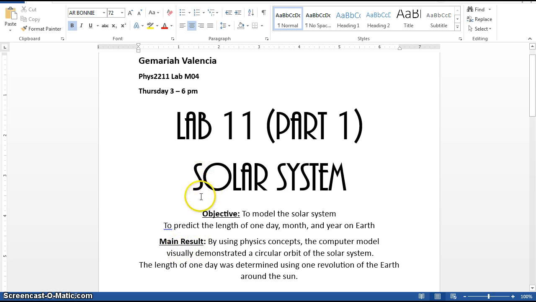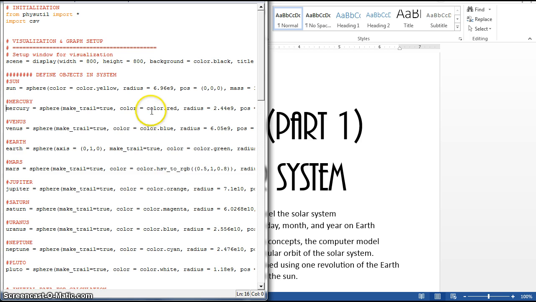So for this lab, I mainly focused on modeling the solar system instead of predicting the day, month, and year of the Earth. I used a circular orbit instead of an ellipse like a real solar system. I also increased the radius of certain planets so that it'll be easier to see visually. Finally, I only took the sun into account in terms of gravitational forces between the planets.